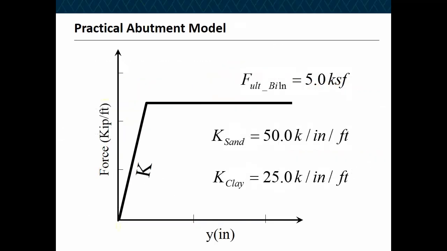According to the Caltrans SDC, we even simplified this a lot more. We're just saying, okay, ultimate capacity would be 5 KSF, and K for sand would be 50 kips per inch per foot of wall, and for clay, it would be half of it. So it takes less than a minute to calculate the nonlinear abutment springs, or elastoplastic abutment spring. Very simple. All you got to use is just these two numbers. The reason I'm showing you this is because it really doesn't take too much to develop a good model once you already know how the boundary conditions are to be set.